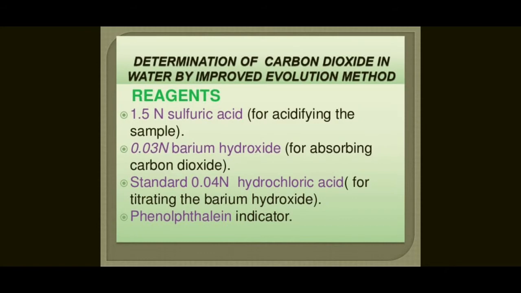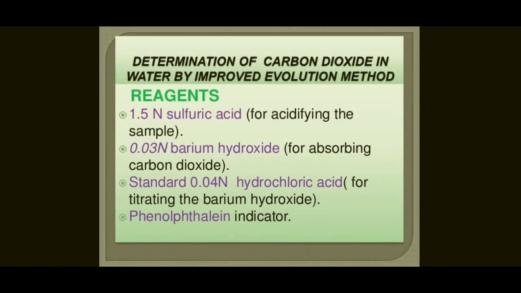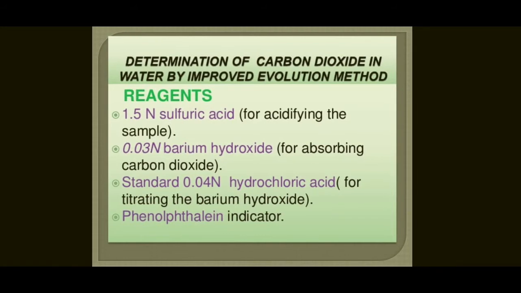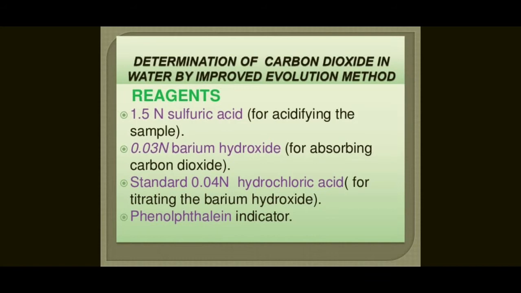Next, the reagents used in the determination of carbon dioxide in water by the improved evaluation method. Students, the next method is the improved evaluation method. In this, the reagents are 1.5 N sulfuric acid for acidifying the sample, 0.0 N barium hydroxide for absorbing carbon dioxide, standard 0.04 N hydrochloric acid for titrating the barium hydroxide, and phenolphthalein indicator. Okay.